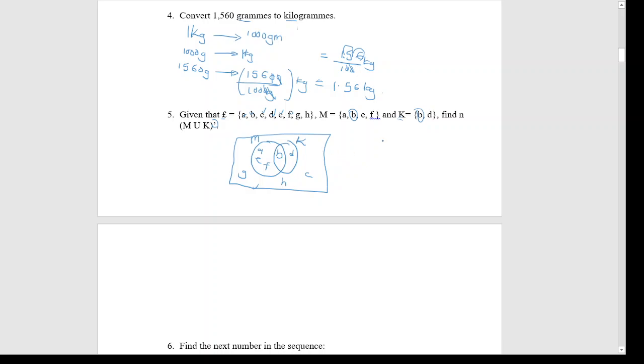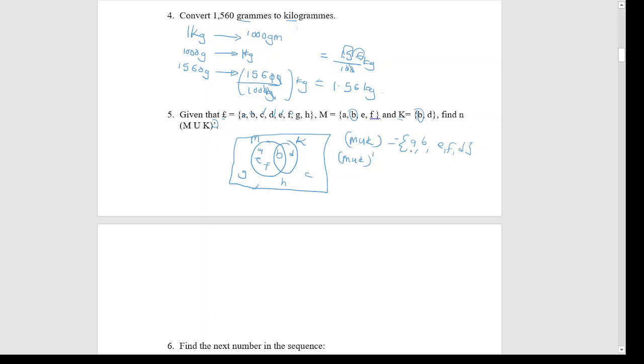Therefore, we come and answer that they are telling us to find the number of members in M union K, meaning that we have to first identify M union K. So the members in M union K, where are they? So there is A, there is B, there is E, there is F, and D. So the members who are not in M union K, the complement.